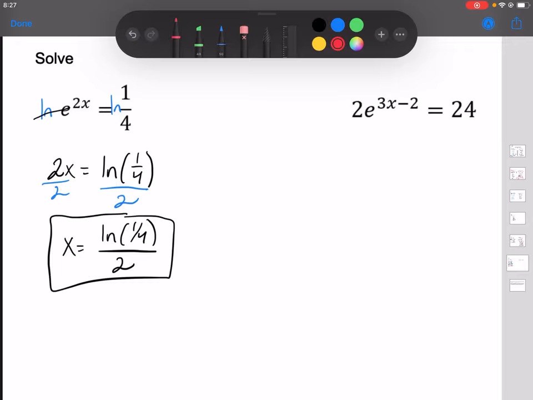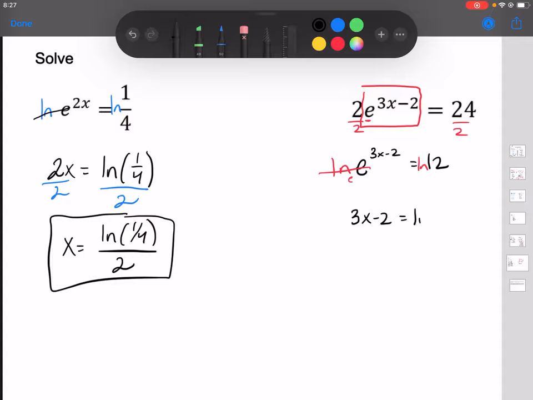Let's do another one. Now this one, a lot of people think that you have to do some special base. It's not 2e. Remember, e alone is the base. So you actually need to divide both sides by 2 first. And then do your natural log of both sides to get rid of base e. Because remember, natural log is base e. So those cancel each other out. Those are inverses of each other. So then you have 3x minus 2 equals natural log of 12. I usually like to keep the argument in parentheses just so I don't forget.